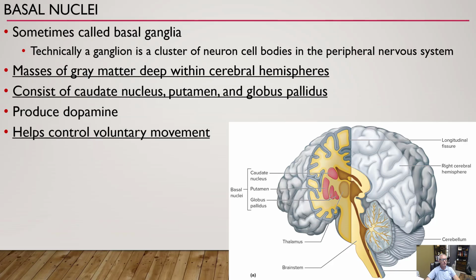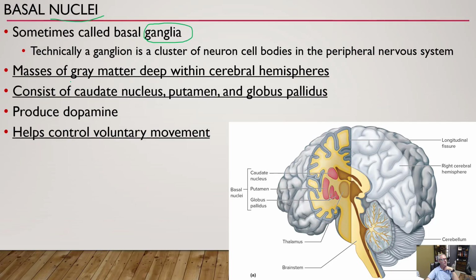All right, so starting off with some of the structures in the brain, basal nuclei. Sometimes we call this the basal ganglia. Remember that the definition of a ganglia is a cluster of neuronal cell bodies in the peripheral nervous system. This is actually the central nervous system, so we really shouldn't call this a ganglia because this is the central nervous system, not the peripheral nervous system. So I would never call this the basal ganglia. I'll always call it the basal nuclei.